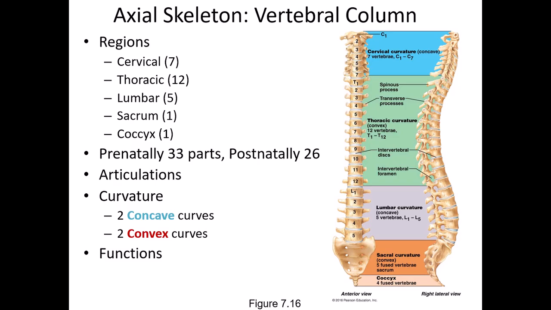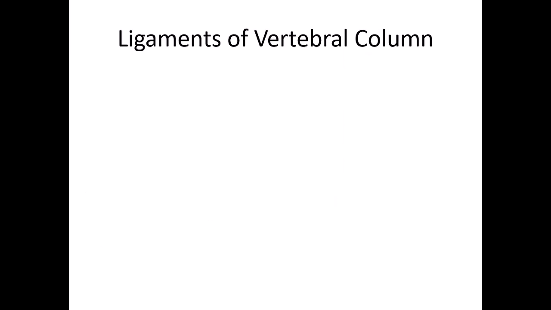Okay, to help hold the vertebral column together to help maintain its integrity, we have a lot of ligaments associated with the vertebral column, and we know that ligaments increase the stability of articulations, and there are lots of articulations of the vertebral column. And so ligaments help to hold it all together, keep it aligned, but also allow some movement to occur.